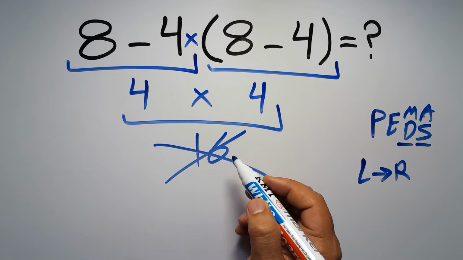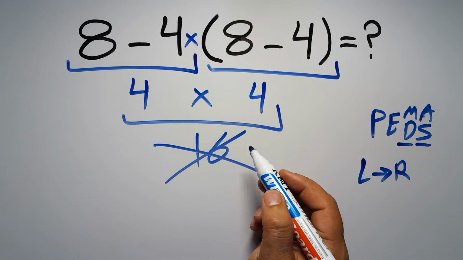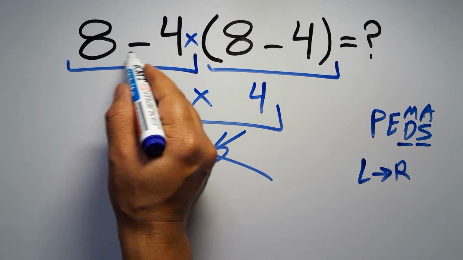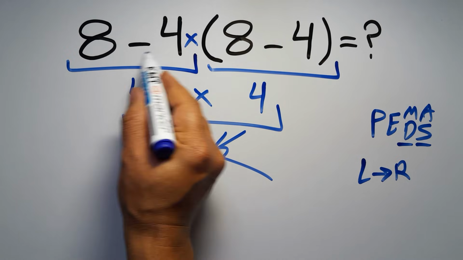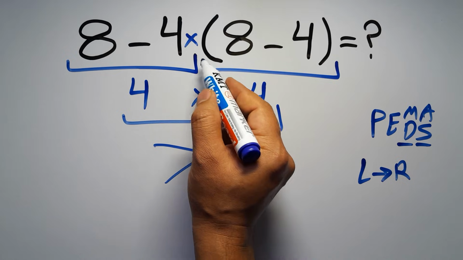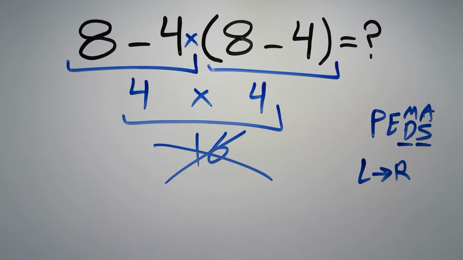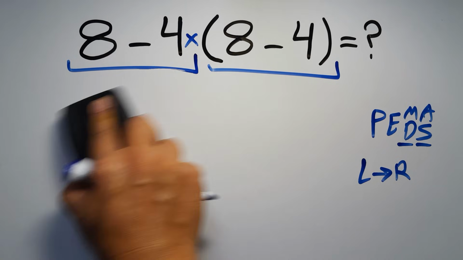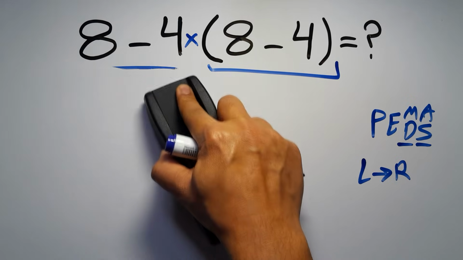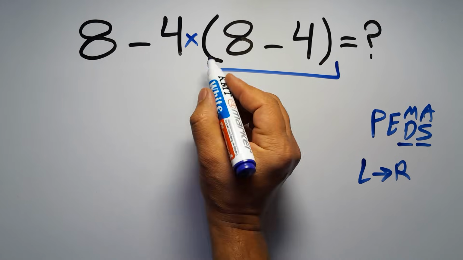So according to the PEMDAS, first we have to do this parenthesis, then this multiplication, and finally this subtraction. If we do this subtraction before this multiplication or this parenthesis, it is wrong. So first we have to do this parenthesis.